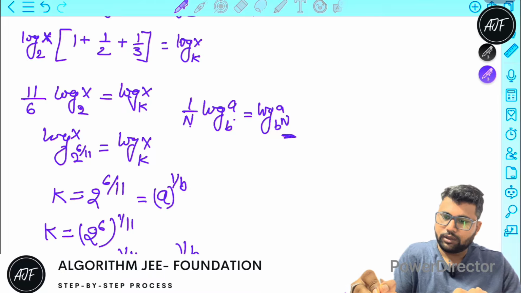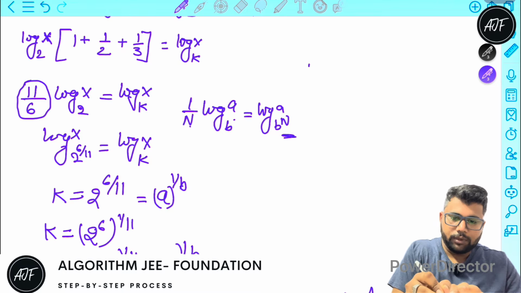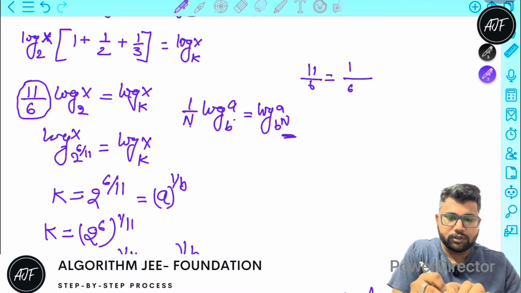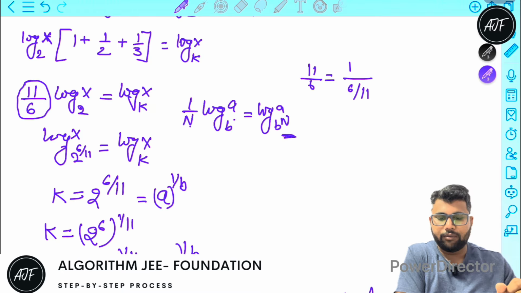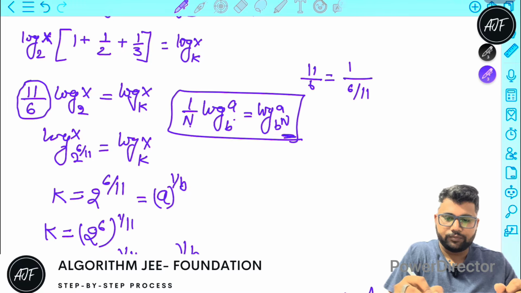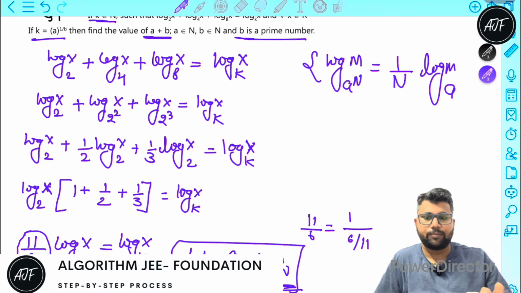Now this one is also important. In this question, 11 by 6 is written as 1 upon 6 by 11. If you have any doubt, then convert like this, and after that convert the n powers in this form. So do not get confused in this problem also.